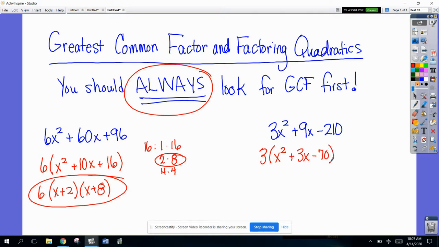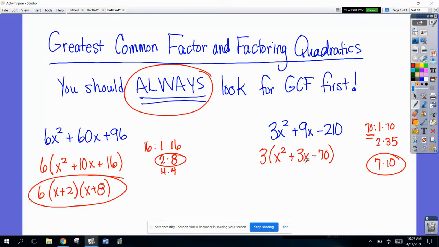Okay, so now 70, that's a big number. I've got 1 and 70. I've got 2 and 35, not 3, not 4, 5 times something. But really, to be honest, for 70, I'm going to pick 7 and 10. Because 7 and 10 makes a 3.